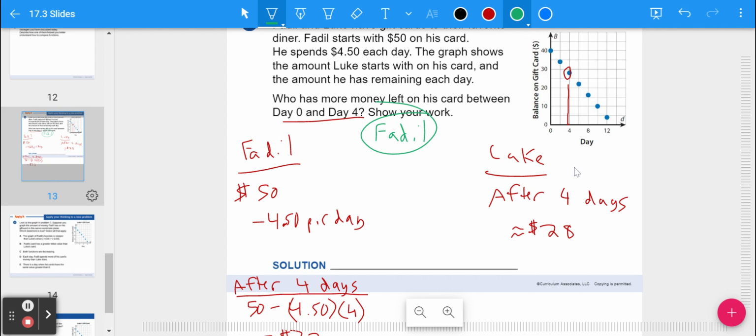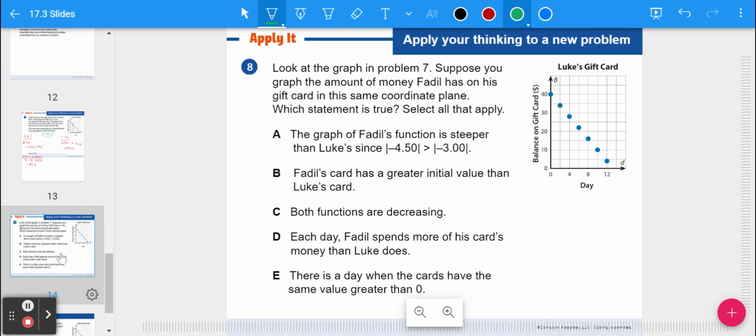But it might not always be that case. I know Luke starts with less money, but I don't think it goes down by quite as much. So we're going to look at that a little bit farther. So look at the graph from problem 7. Suppose you graph the amount of money Fadil has on his gift card on the same coordinate plane. Which statement is true? Select all that apply.